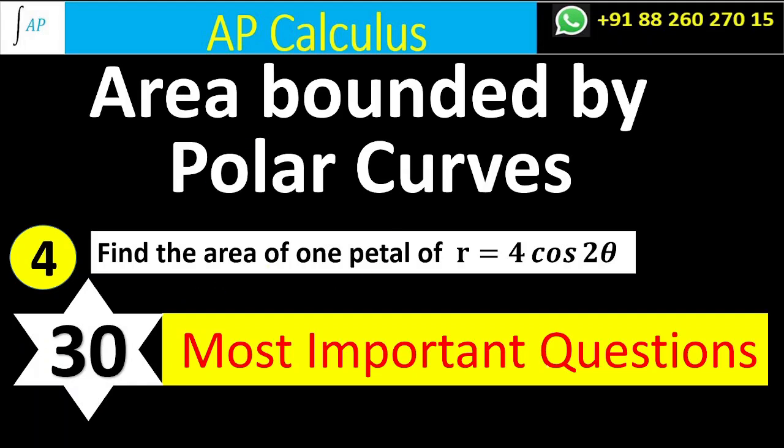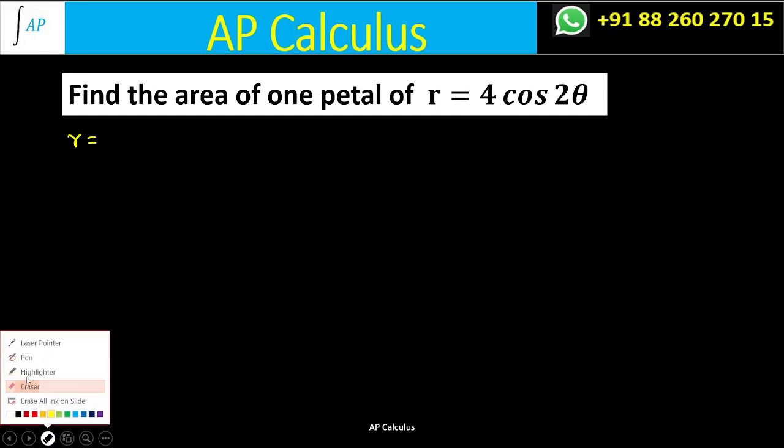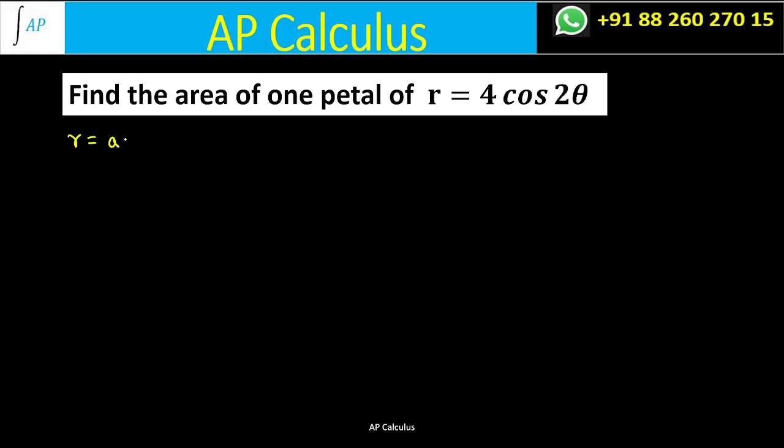This is the 30 most important questions series on area bounded by polar curves. So we are doing question number 4. Find the area of one petal of r equals 4 cosine of 2 theta. So here r is equal to 4 cosine of 2 theta. This is of the form r equals a cosine of n theta. This is a rose curve.